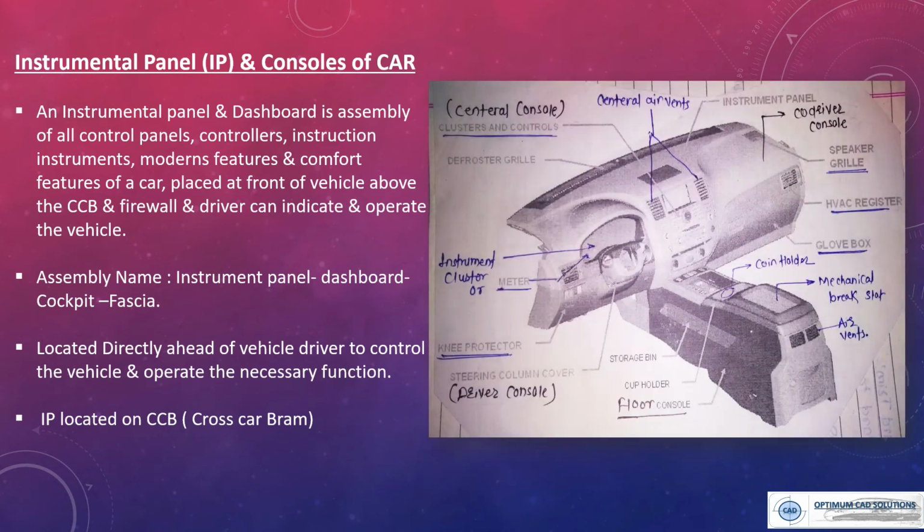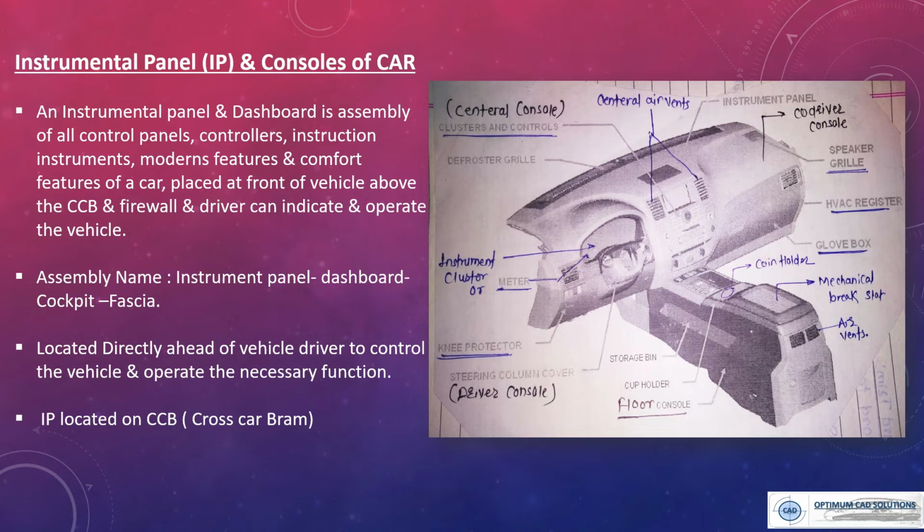So next one, that is the instrument panel or a console of a car. An instrument panel or a dashboard is an assembly of all control panels, controllers, instruments, modern features, comfort features of a car placed at the front of a vehicle above the CCB and firewall in front of a driver, and the driver can indicate and operate the vehicle. The different assembly names are like instrument panel, dashboard, cockpit, fascia, etc. This is located ahead of a vehicle driver to control the vehicle and operate the necessary functions.